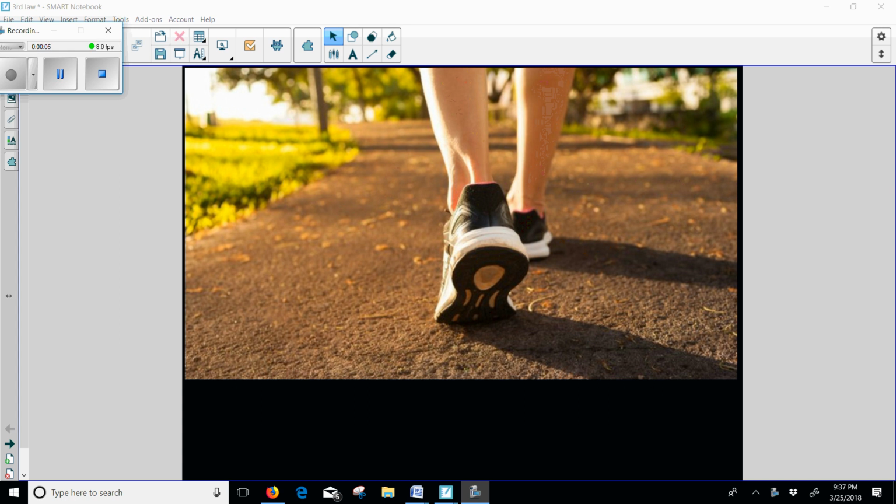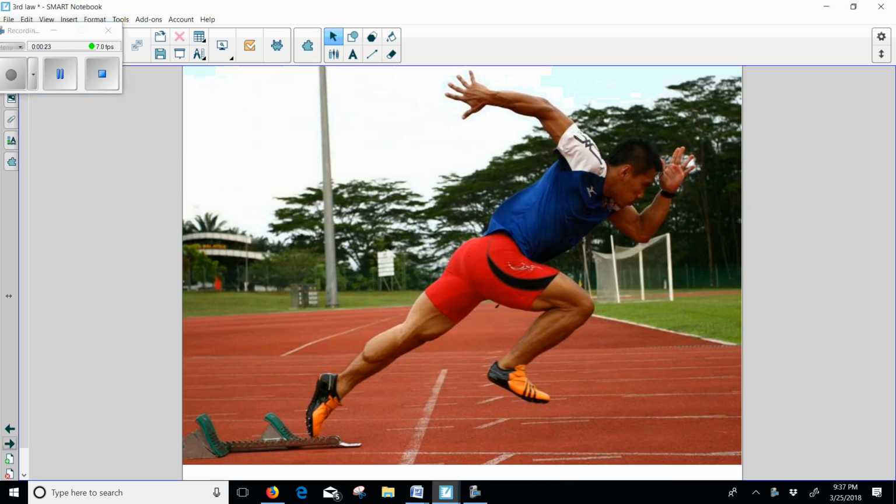This is Mr. Kier, and what I have for you here is just a simple picture of someone walking. This is something we do every single day, but we don't think about it. The important thing to recognize here is to look at the direction the person is pushing with their foot. They're pushing backwards, in fact, to move forwards, which is really interesting.